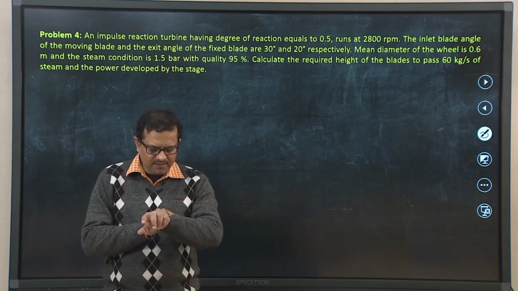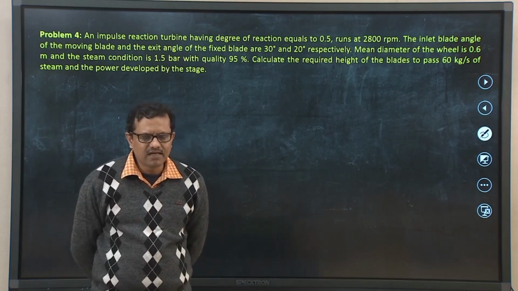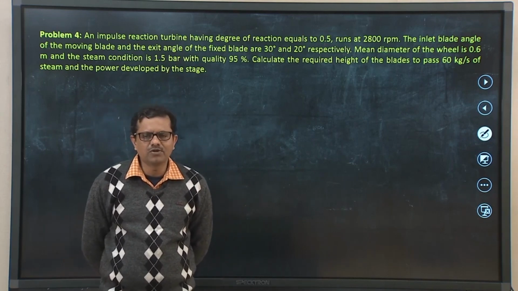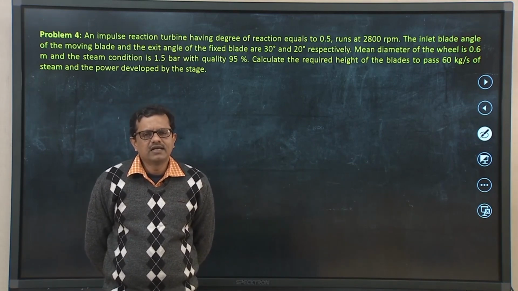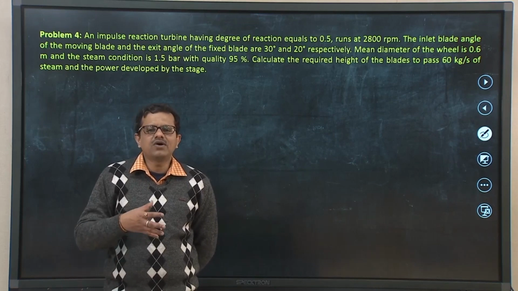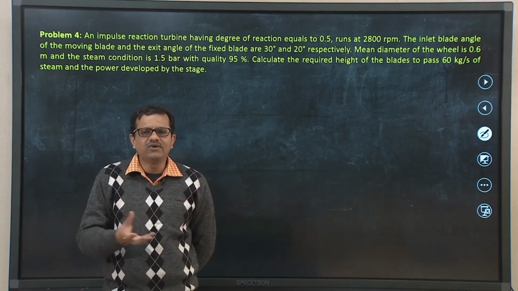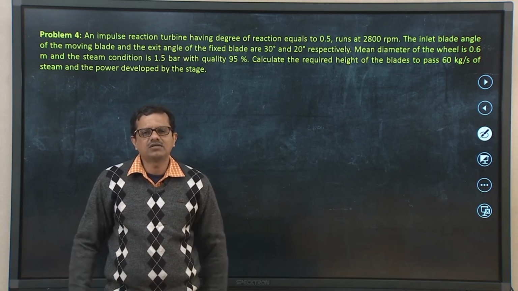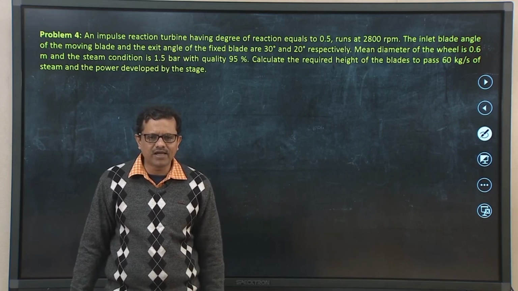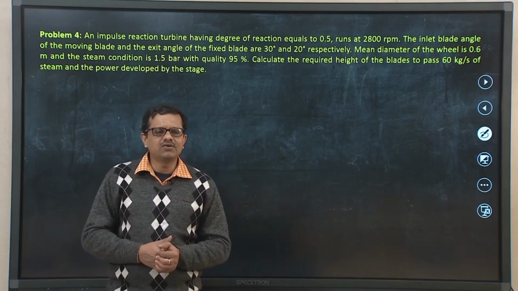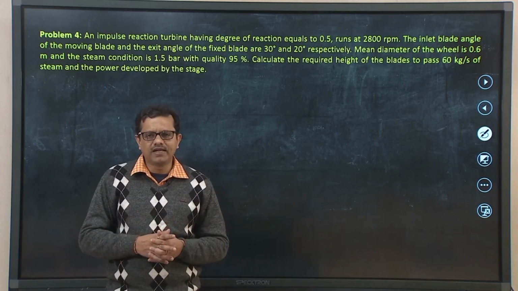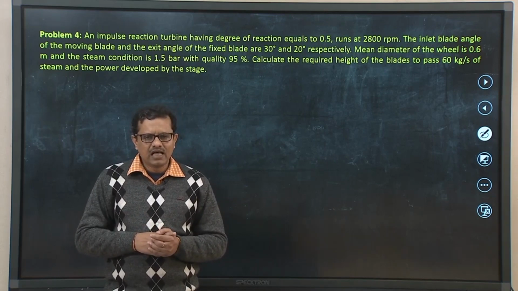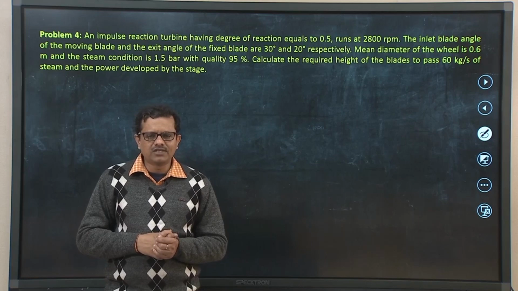So, what is the problem statement? Let us quickly read it out. An impulse reaction turbine having degree of reaction equal to 0.5. We know that this is sometimes called only reaction turbine, only to distinguish it from the impulse turbine, or it is also known as impulse reaction turbine. And degree of reaction, you know, is the enthalpy drop in the moving blades to the total enthalpy drop, as we have discussed, and the turbine runs at 2800 rpm.